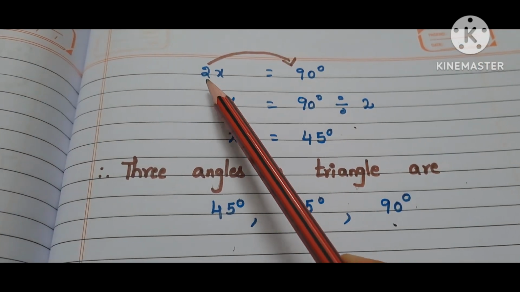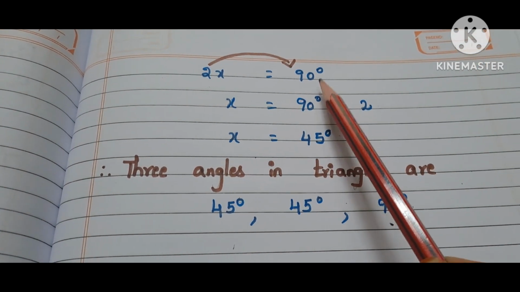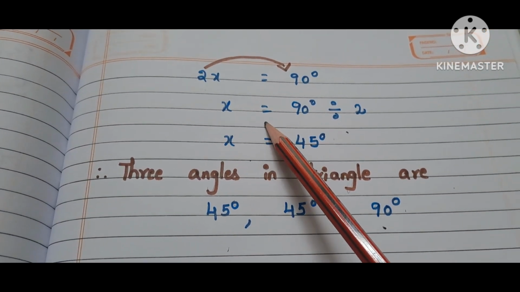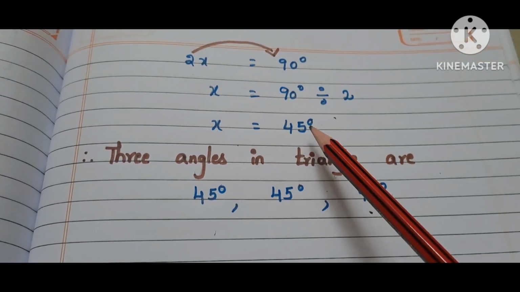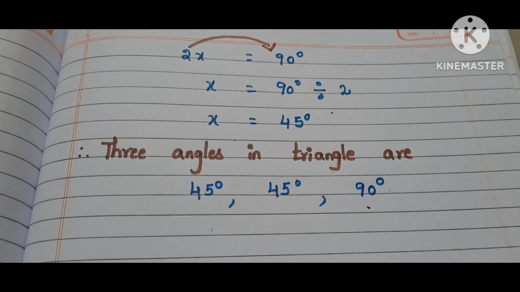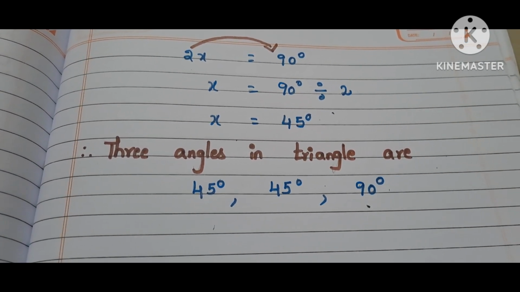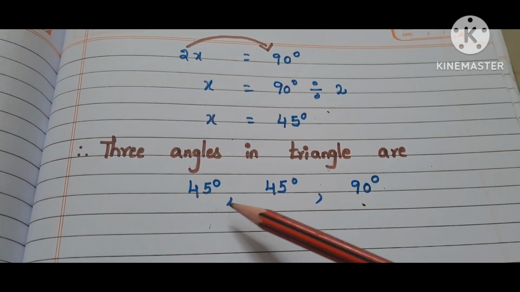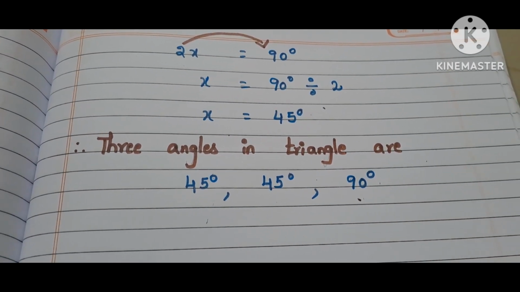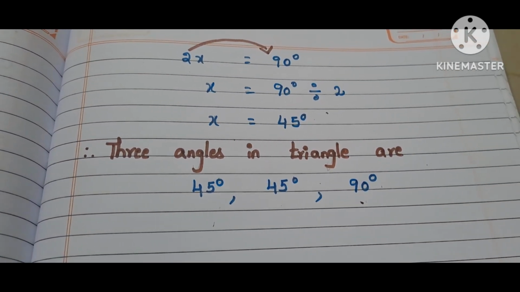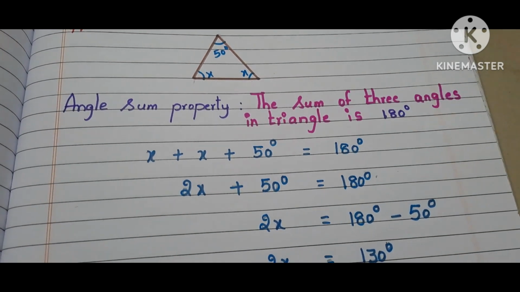Now take this 2 towards the RHS. Then it becomes x equals 90 degrees divided by 2. Then x becomes 45 degrees. Finally, the three angles in the triangle are 45 degrees, 45 degrees, 90 degrees. And the unknown value of x is 45 degrees. Now let us go to F bit.